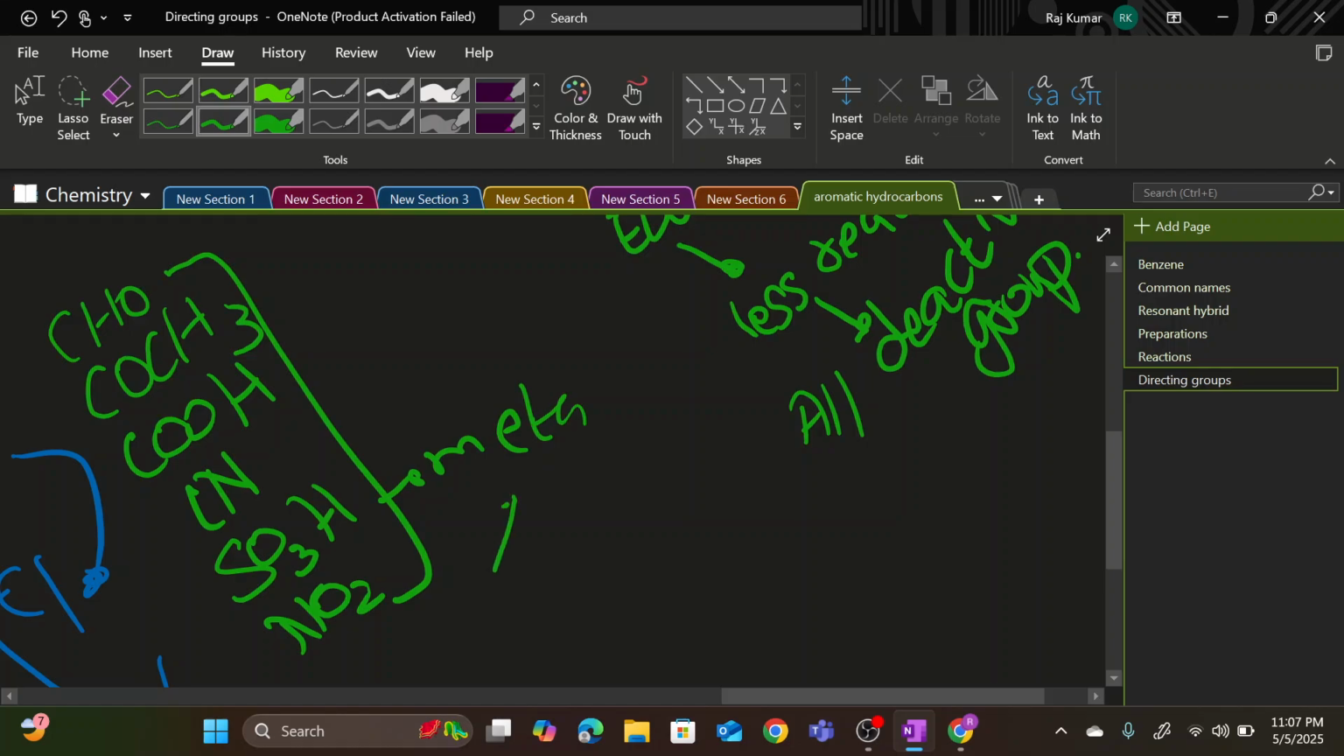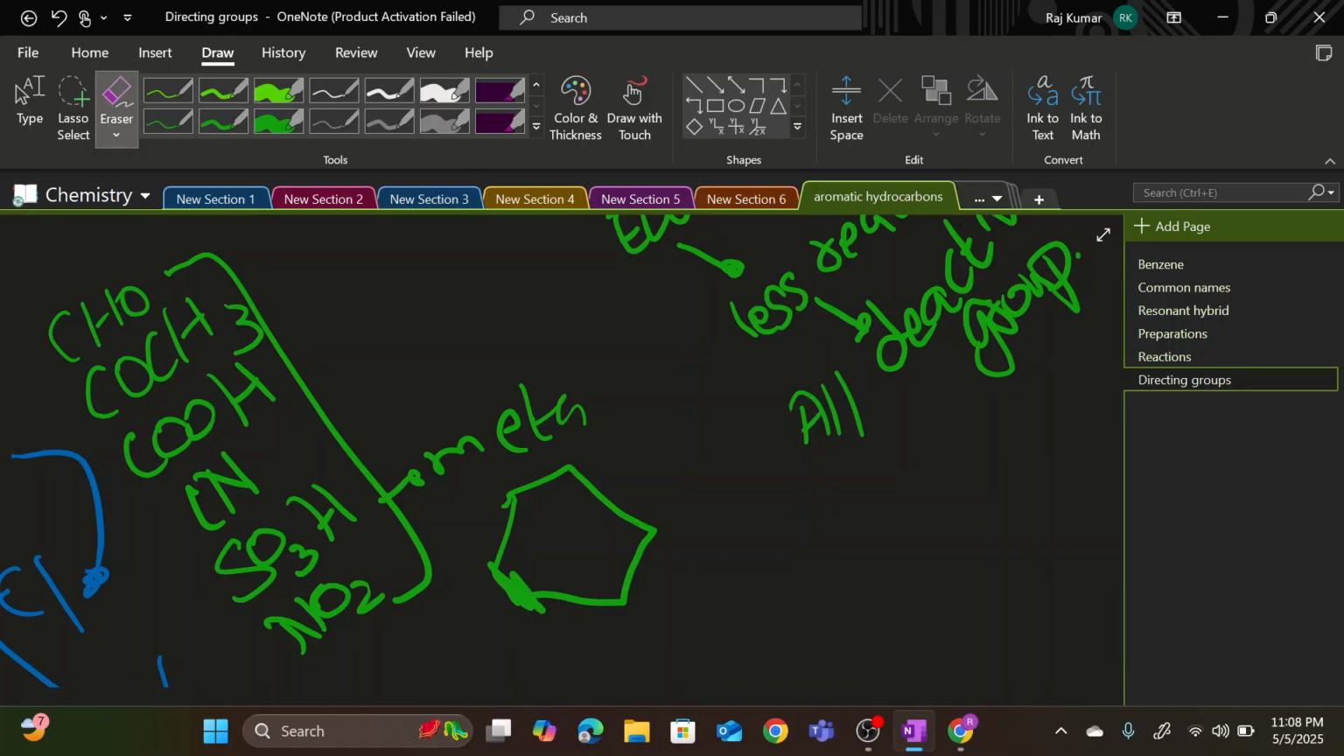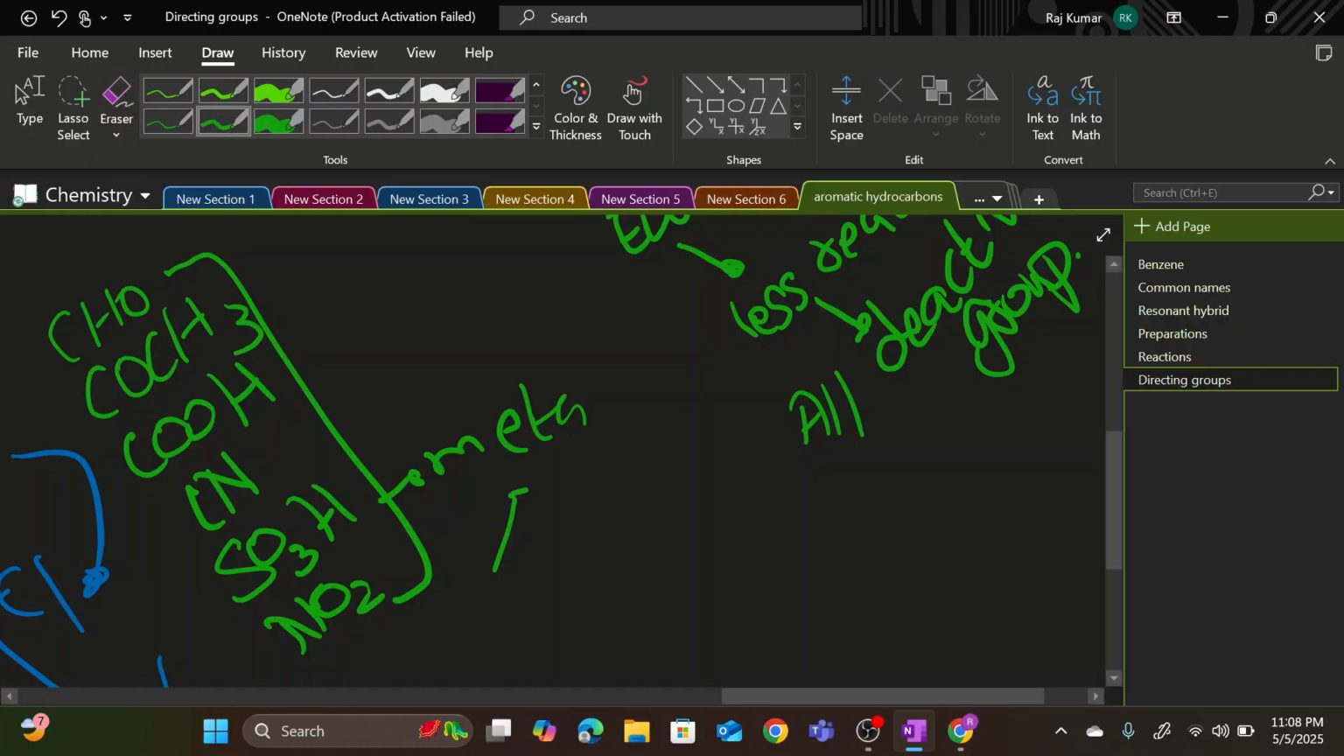Whenever the adjacent atom, let's say I draw this benzene ring, and I draw the entire structure of the nitro group. Now, if you just see, the nitro group is in such a manner that it is having partial negative charge on oxygen and partial positive charge on nitrogen.